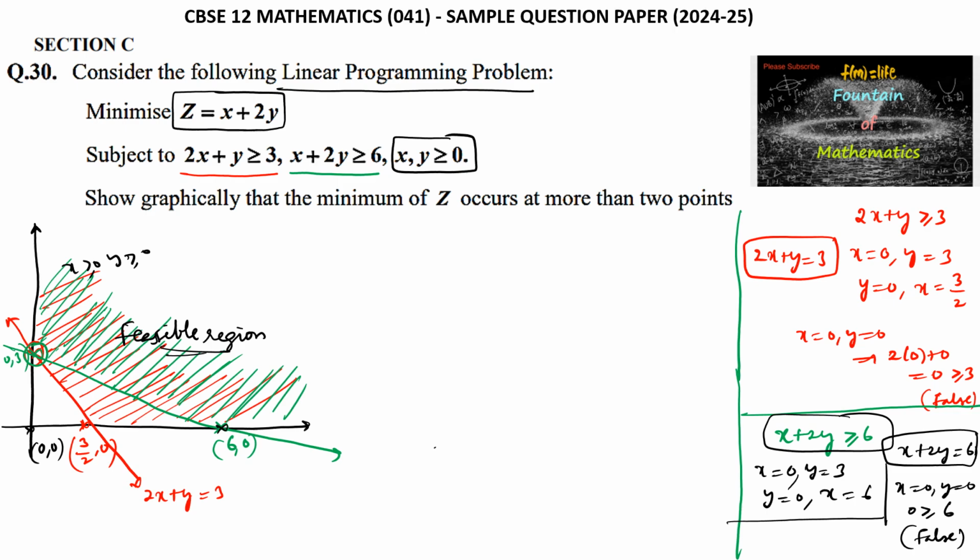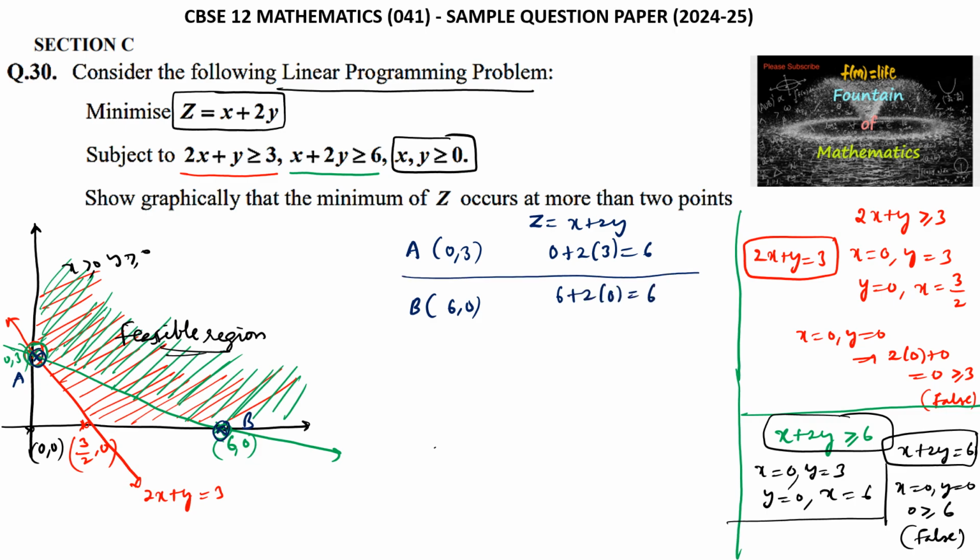And now we have the corner points, two corner points. Say this is A and say this is B. So point A is (0, 3) and point B is (6, 0), and the profit function is z equals x plus 2y. If I substitute here, you will get 0 plus 2 into 3, which is equal to 6, and here 6 plus 2 into 0, which is equal to 6. At both the points you are getting the same value 6.